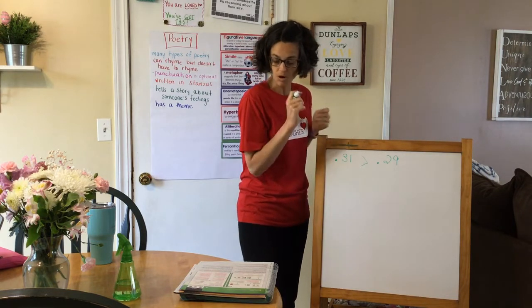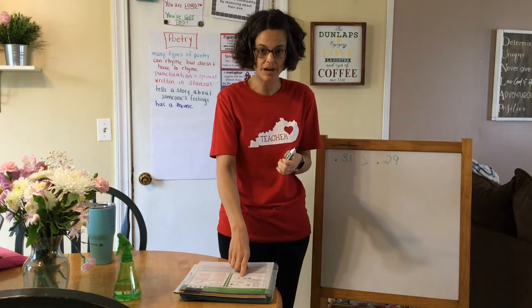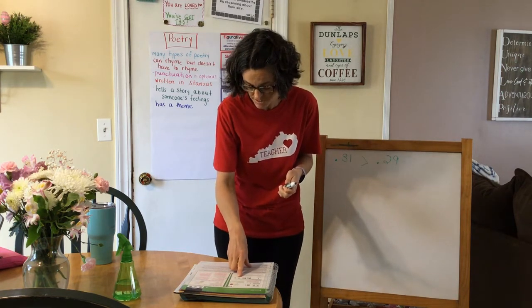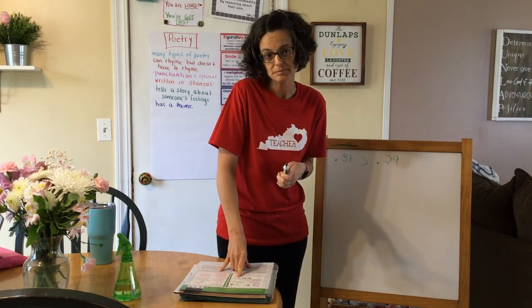Okay? One more I want you to take a look at. Look at the pictures on number 8. You're going to compare 44 hundredths and 22 hundredths. See if you can tell me which one's bigger. Ready? Go.